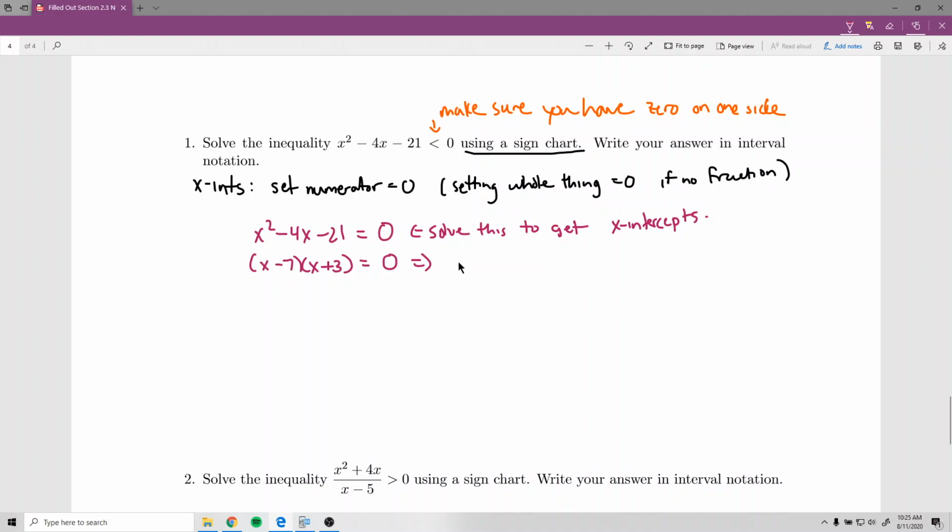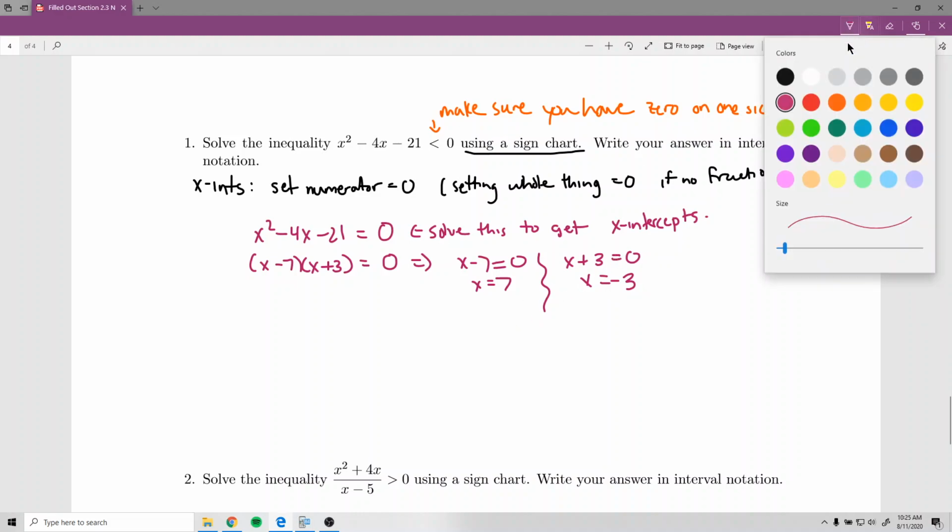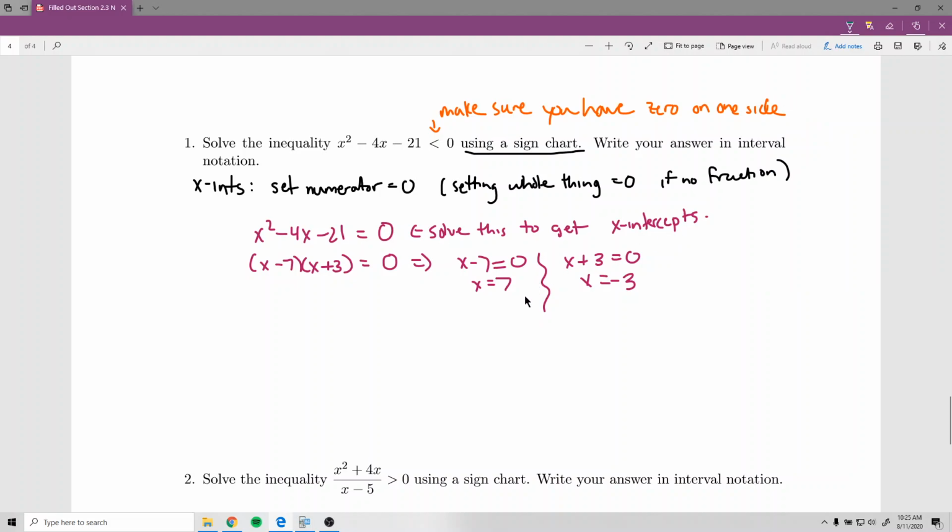Now we set each part equal to 0. We got x minus 7 equals 0 and x plus 3 equals 0. The one on the left, we get x equals 7. The one on the right, we get x equals negative 3. All right, now since we don't have a fraction, we don't have a denominator, there's no points where it's not continuous. We will make our number line marking off these numbers.